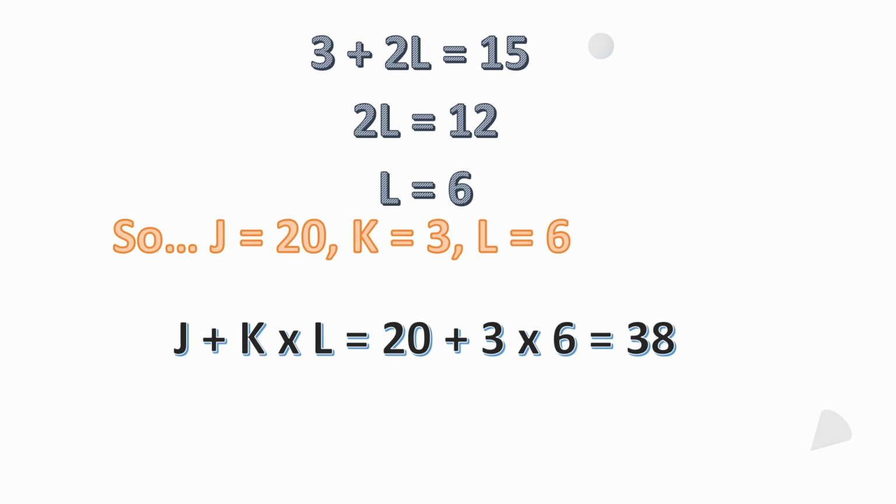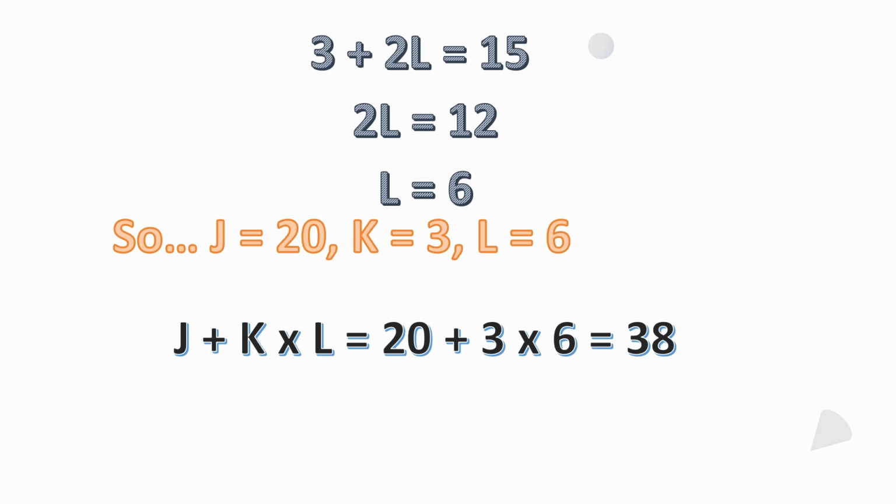Then you have L equals 6 because I can divide by 2 on both sides. 2L divided by 2 is L. 12 divided by 2 is 6. So L equals 6. So now we know that J is 20, we know that K is 3, and we know that L is 6.